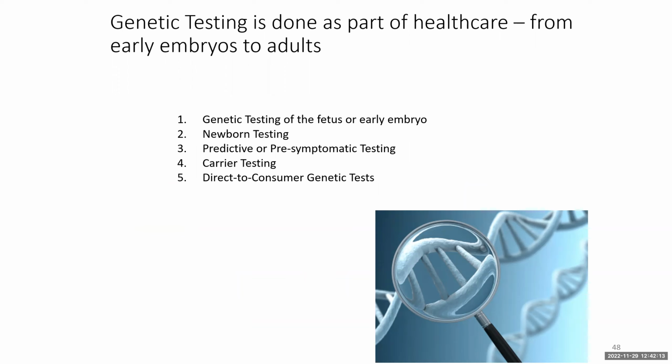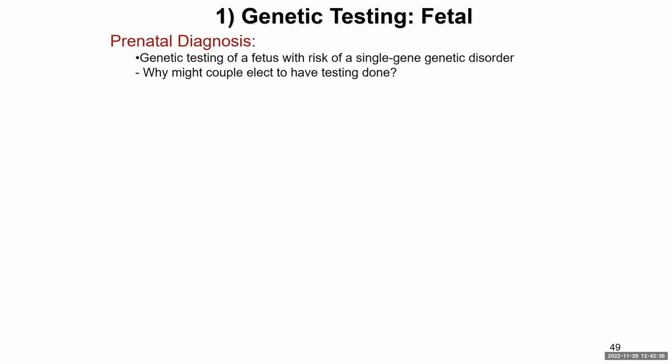Genetic testing also has multiple different facets. We use it to test for fetuses or early embryo development. We use it on newborns. We use it as a predictive measure to look for pre-symptomatic individuals. We look at it for carrier testing and also in direct-to-consumer genetic tests and products. In prenatal genetics, the goal is to detect the risk of a fetus having a disorder, generally a single gene disorder. Why might we want to do that?